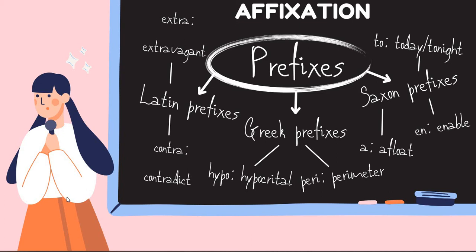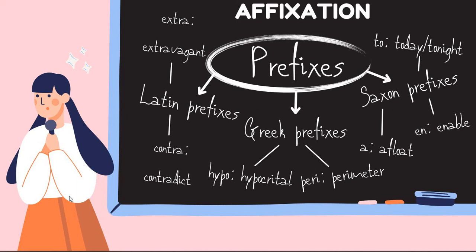First, we have the Latin prefixes where we can find extra and contra. An example of these prefixes is the word extravagant and the word contrary. We have the Greek prefixes where we can find the word hypo. An example of this word is hypocritical, and peri, where we can find the word perimeter.